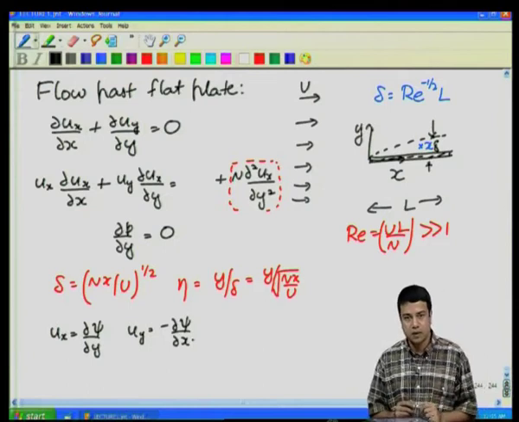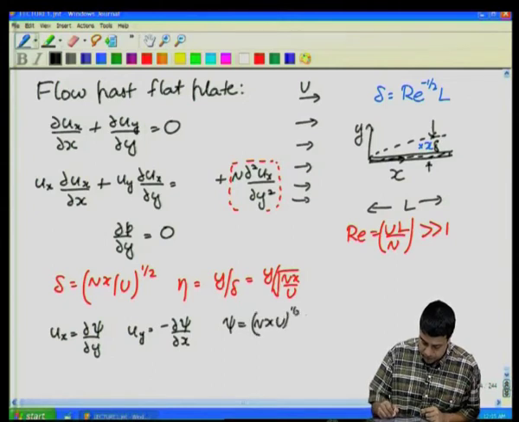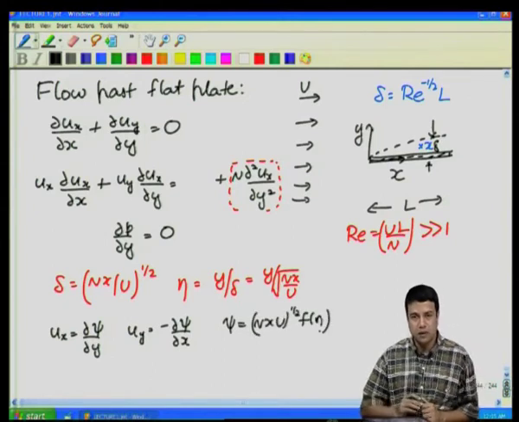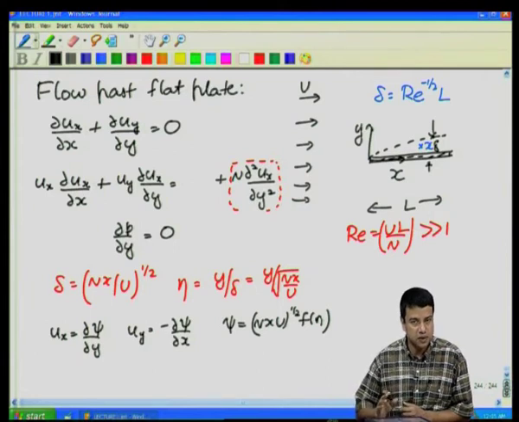And we defined the stream function in terms of a dimensionless variable: f of eta times the square root of nu x times U. So, that is the stream function. So, f of eta, which is psi by the square root of nu x U, is the scaled stream function. So, we express u x and u y in terms of the scaled stream function, substitute that into the momentum conservation equation and get a single equation for f.